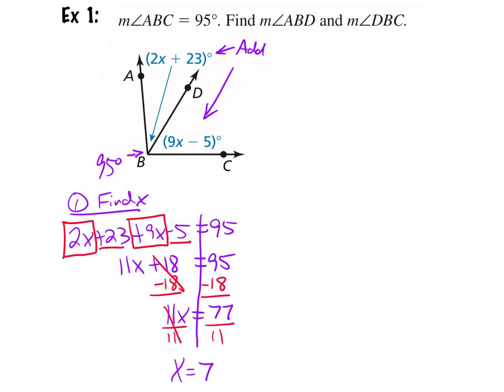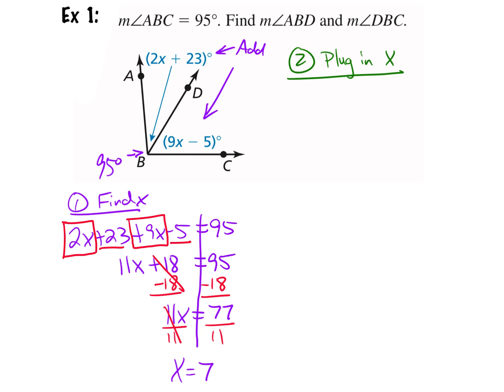Am I finished? No, because it said to find the measure of the angles, right? So we don't stop once we find x. Some people on that last test stopped after they found x instead of plugging it in and keeping going. So our second step is to plug in x. When I look here, I have two expressions I need to plug in for, the 2x plus 23 and the 9x minus 5. So I'm going to set those both up.